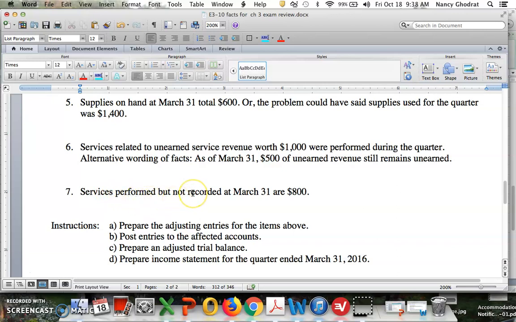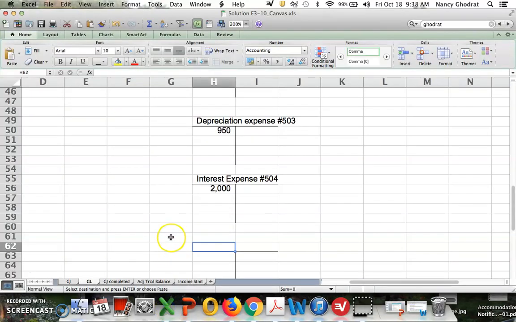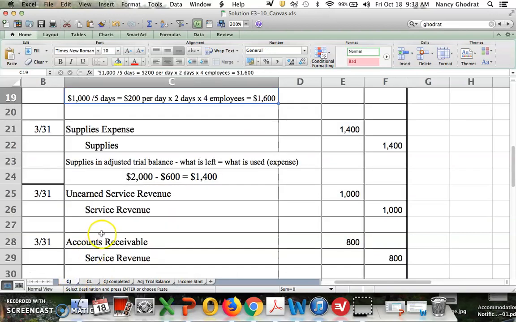And if you remember, I told you that adjusting entries never affect cash. Therefore, the client hasn't paid us any money. We're going to debit the client's accounts receivable for the 800, and we're going to credit service revenue for 800. And then we're going to post it to the general ledger.